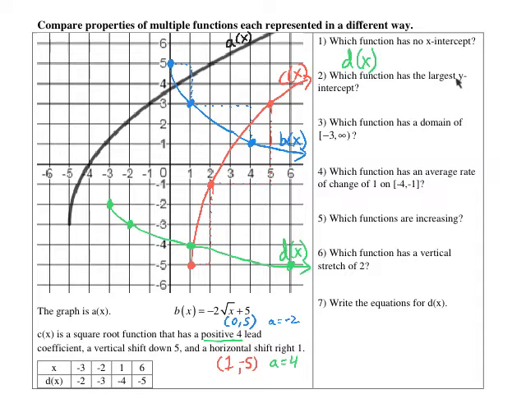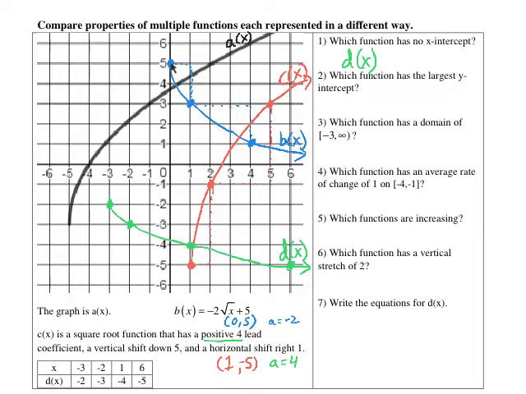Which function has the largest y-intercept? Y-intercept means where it crosses the y-axis. So let's see, the largest y-intercept would be, well, the red never crosses the y-axis, so that's not even a chance, because it starts here and it goes right. This one's way down here.